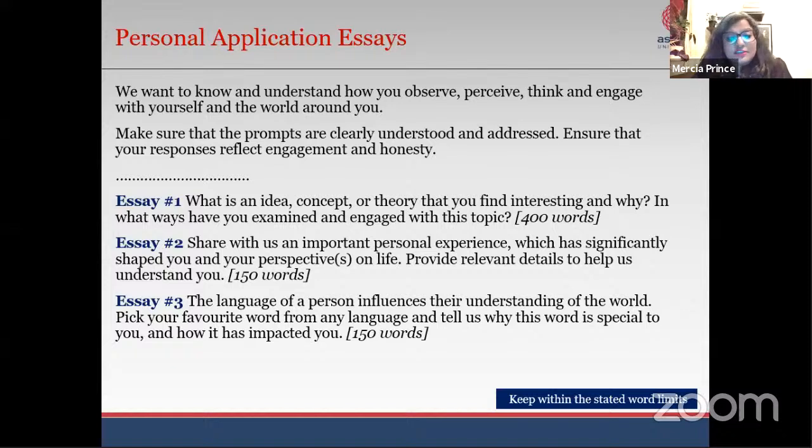So yeah, these are the 3 essay prompts, and please keep within the stated word limits. We think these will be interesting for you to start work on your drafts, and we are looking forward to really reading all your essays. So keep us in mind as you write, because hopefully these will be an excellent way for us to really get to know you further.